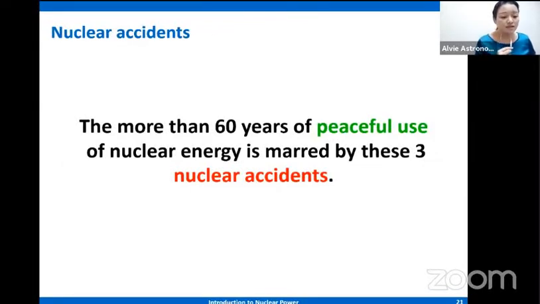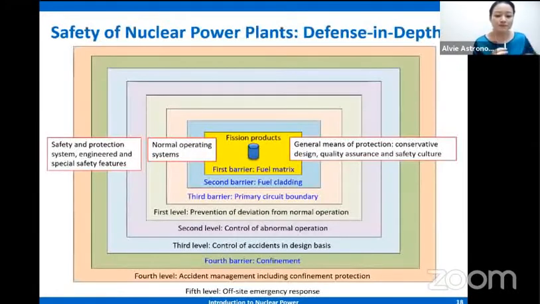more than 60 years of peaceful use, but it is marred by these 3 nuclear accidents. It's just like after doing a lot of things na maganda, ang napansin kadalasan ng tao yung mali. So that's something to reflect on siguro. When, of course, these accidents happen, we do not deny that they are serious, but we have to look at it in perspective dun sa buong track record ng nuclear.